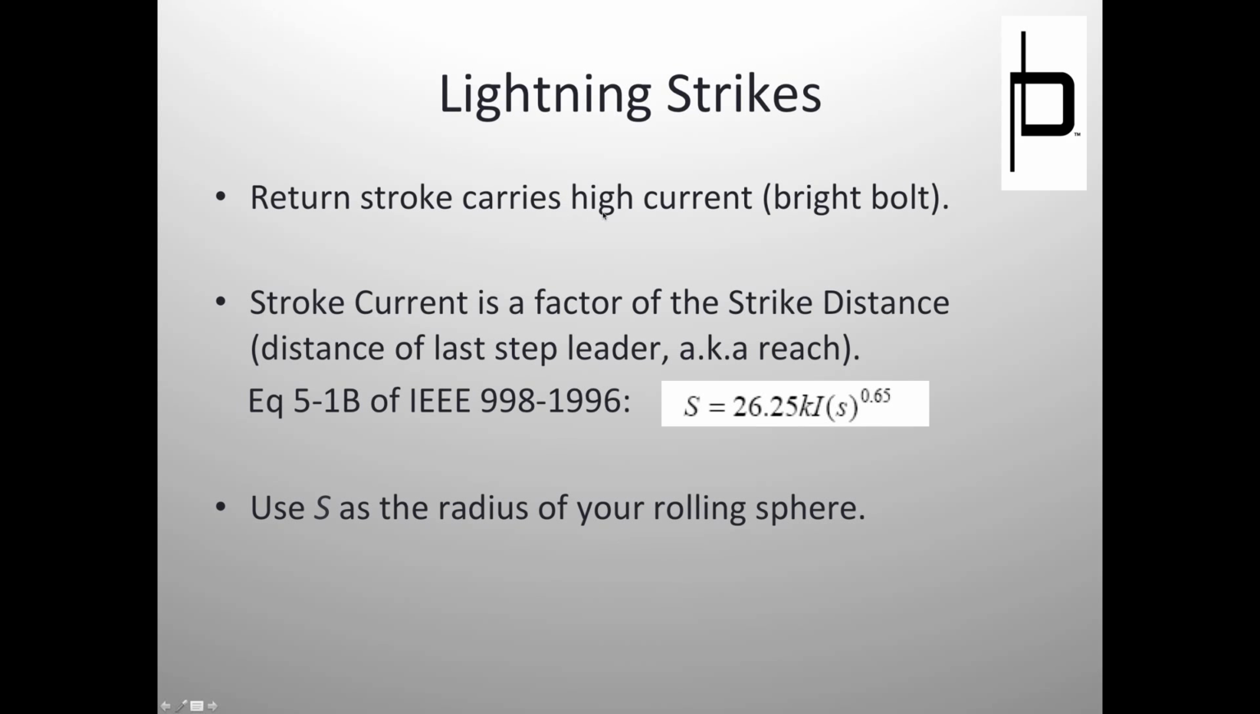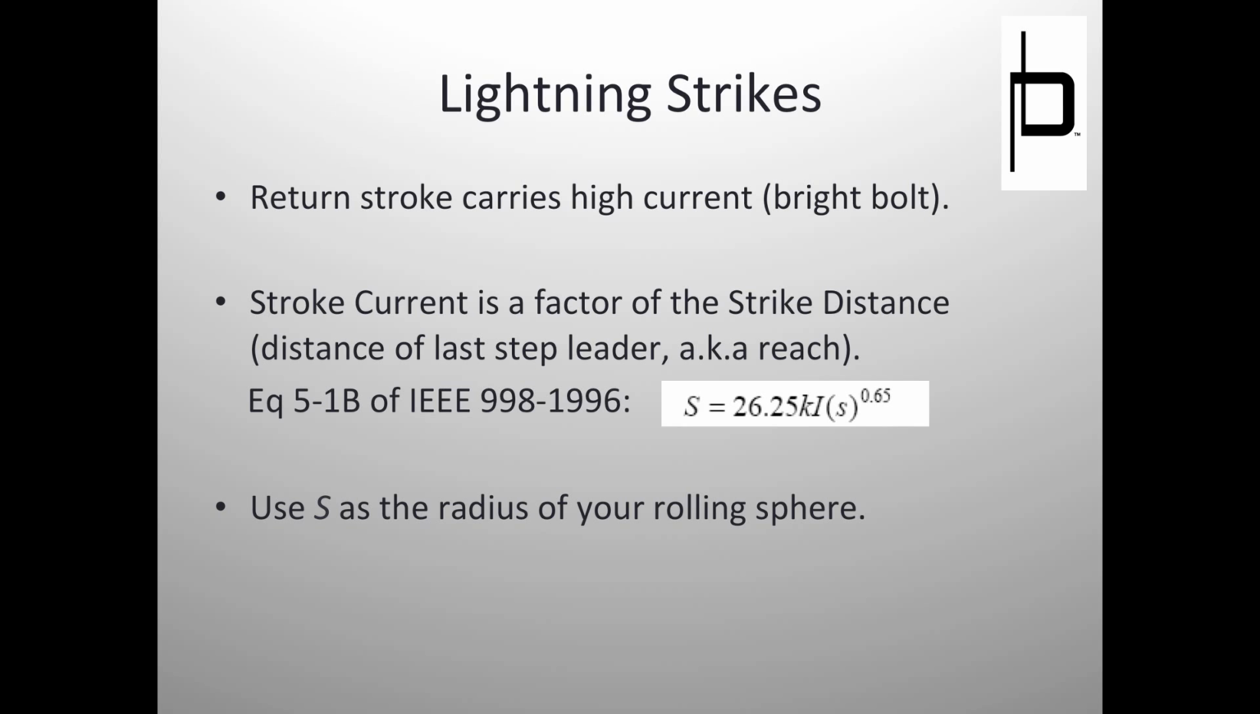Again, we said that the return stroke is what that bright bolt is. That's the dangerous amount of current. That's the high current in that return stroke back up to the cloud, and that's what the bright bolt is. Right. That amount of stroke current, we're going to call that stroke current from here on out. That stroke current is a factor of strike distance. Okay, so what is strike distance? Strike distance is that last step leader to the grounded object. So that step leader is forming in zigzag patterns and neutralizing air around it, and then that last jump that it has to do before it hits a grounded object or something is the strike distance.